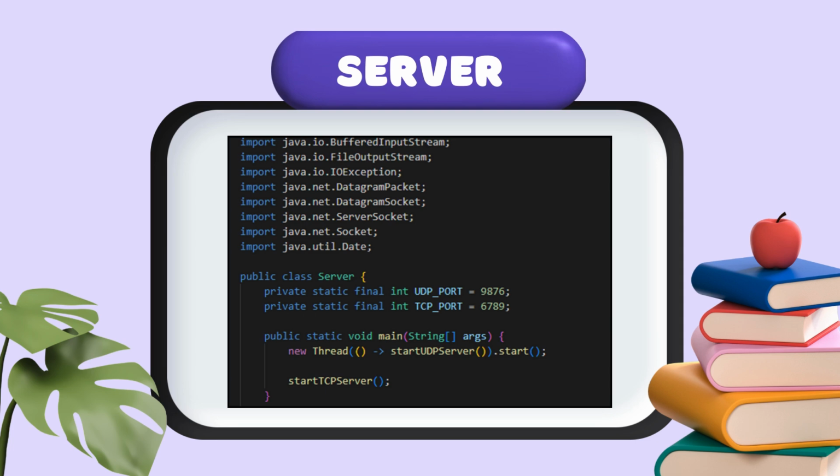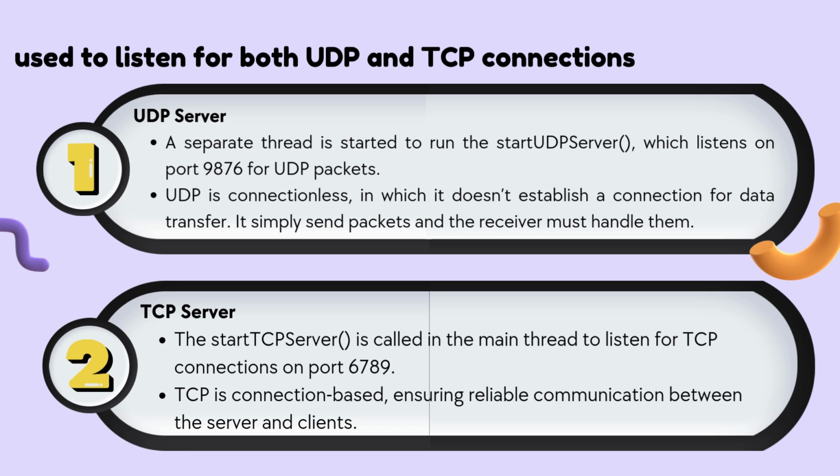UDP server. A separate thread is started to run the start UDP server, which listens on port 9876 for UDP packets. UDP is connectionless, in which it doesn't establish a connection for data transfer. It simply sends packets and the receiver must handle them.